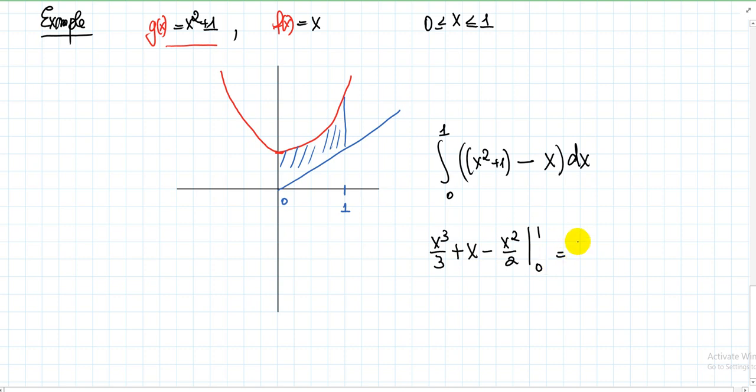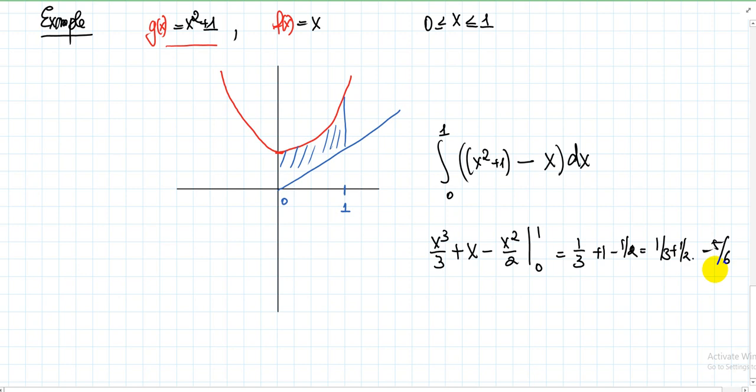That's enough, right? So this will be 1 over 3 plus 1 minus 1 over 2, right? This will be 1 over 3 plus 1 over 2, okay? Or 5 over 6. The area which is shown in the picture is equal to 5 over 6, okay? The idea is, again, we found this area by making a lot of rectangles and summing up their areas, okay? The number of rectangles in this case is infinite, okay?